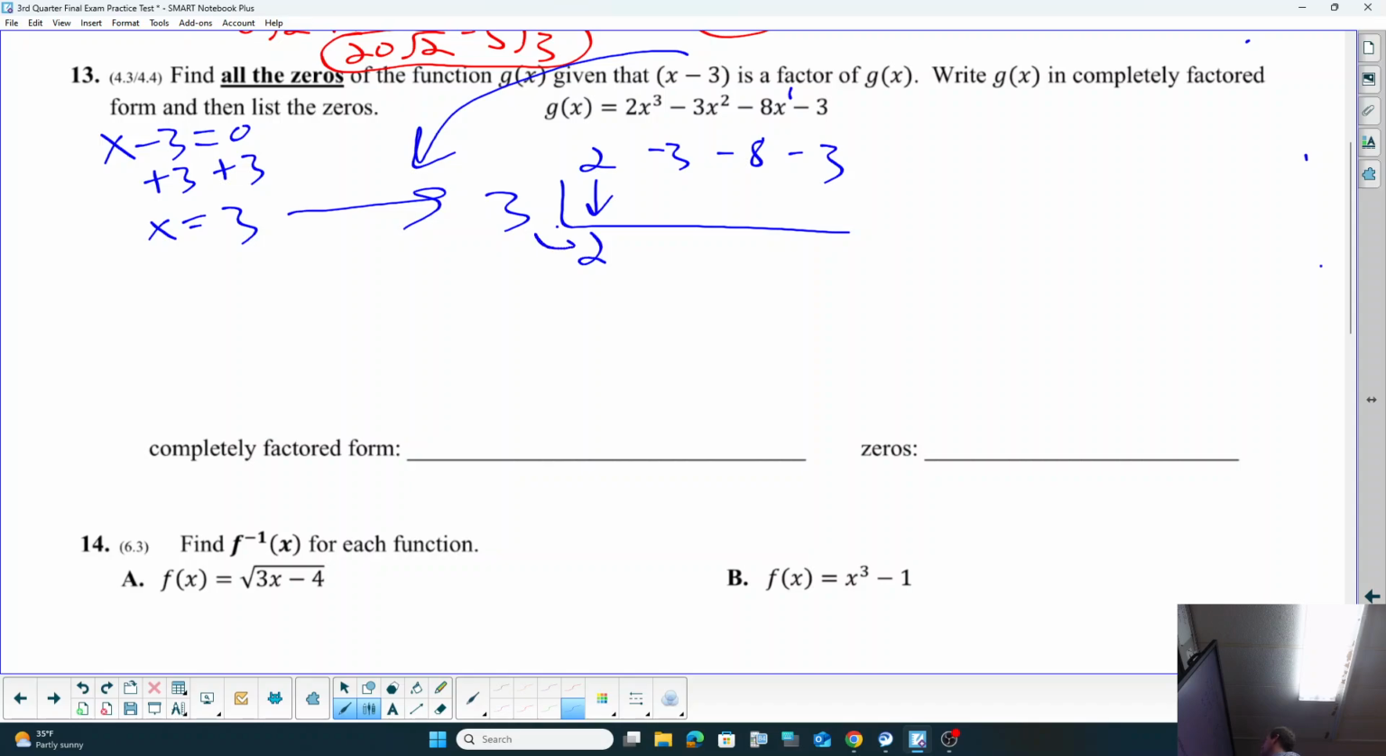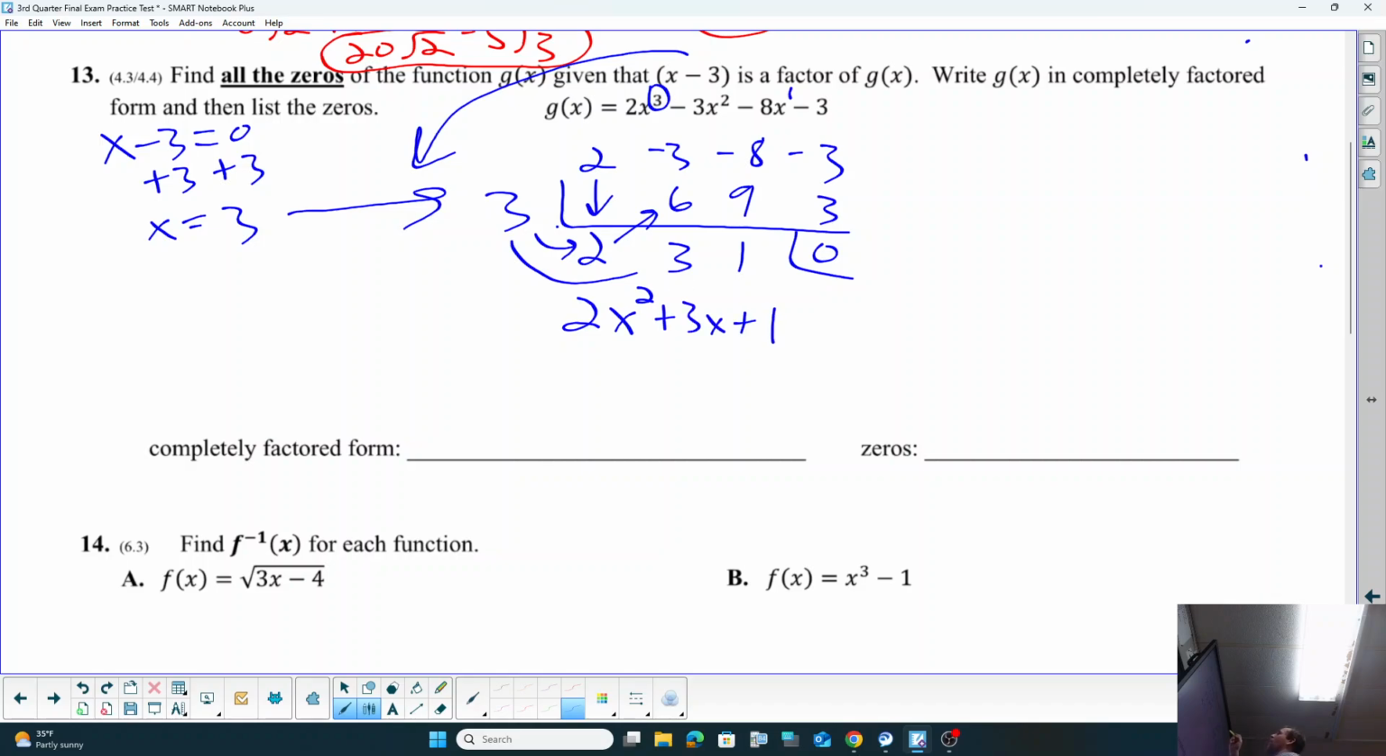So bring down the 2. 3 times 2 is 6. 6 with the negative 3 is 3. 3 times 3 is 9. 9 with the negative 8 is 1. And 3 times 1 is 3. That's good because you've got a remainder of 0. Is it 1 power more or less? It's less. So x cubed is now going to go down to squared. So 2x squared plus 3x plus 1.